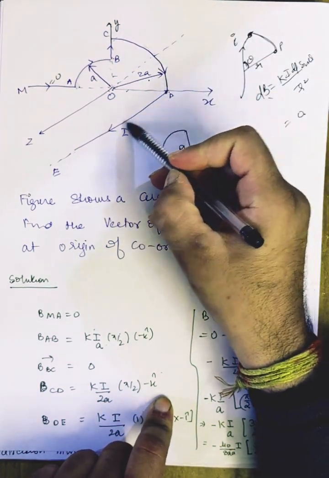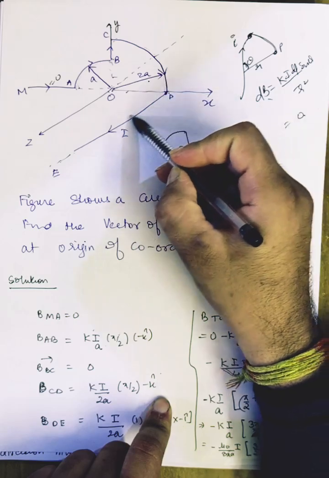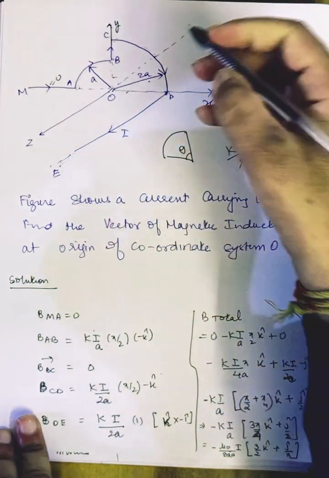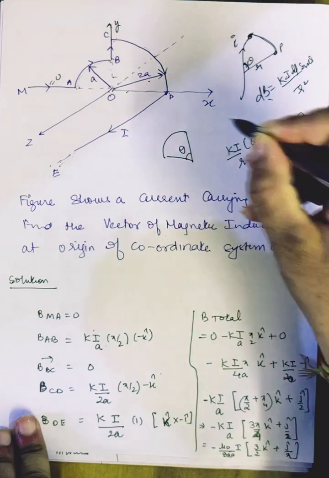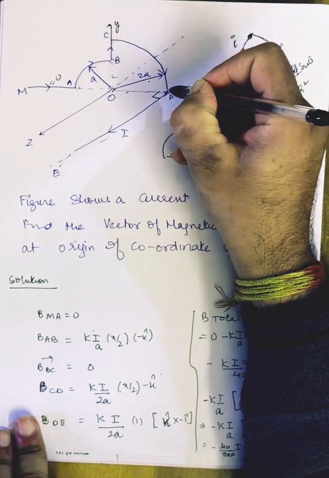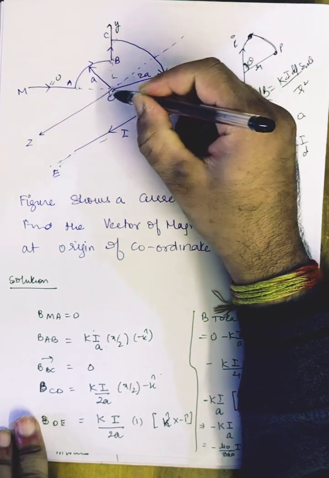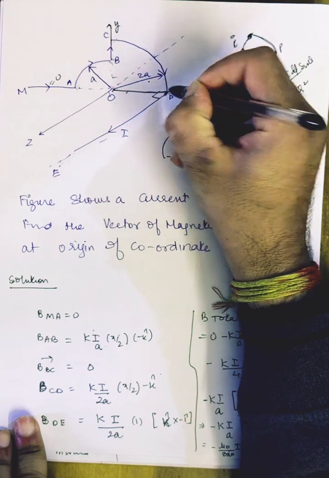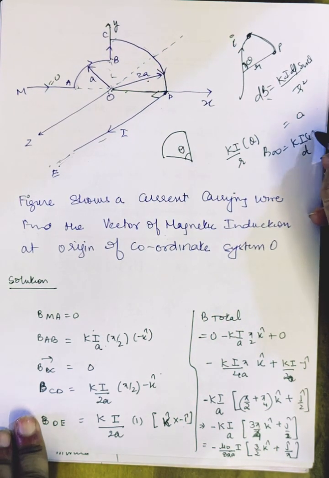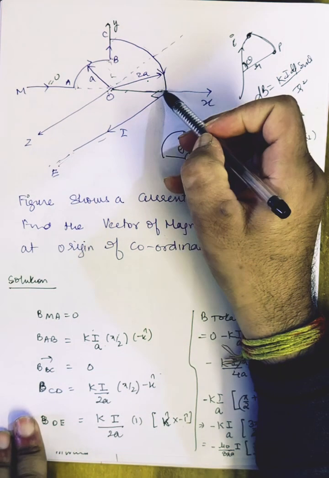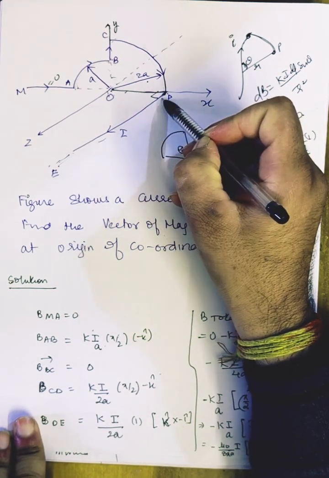Now this semi-infinite wire comes out. For a semi-infinite wire, the formula is K I by the perpendicular distance from the wire to the point of interest, and that is the radius. So multiply K I by distance into 1. That is what I am using, K I by distance, which is 2A, into 1.